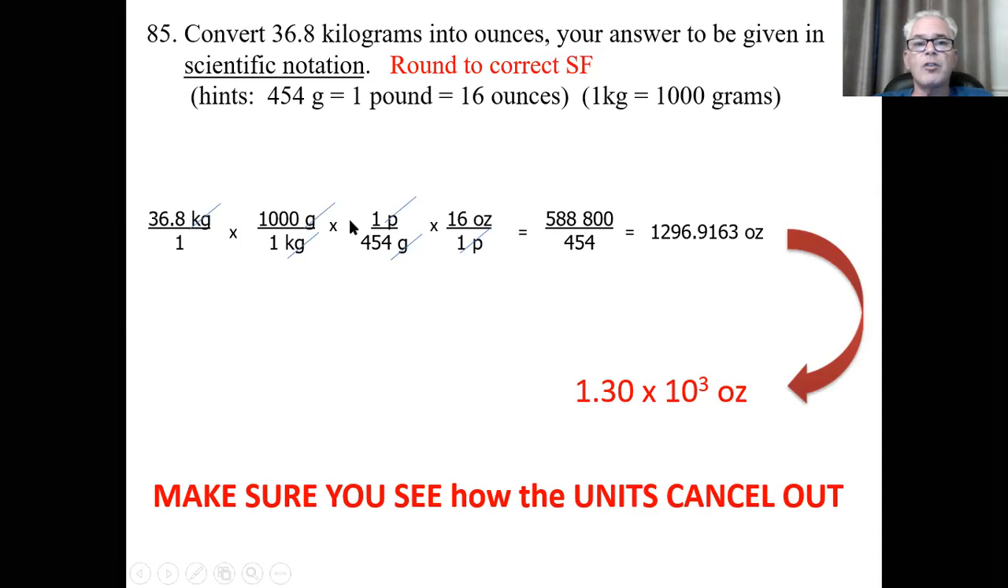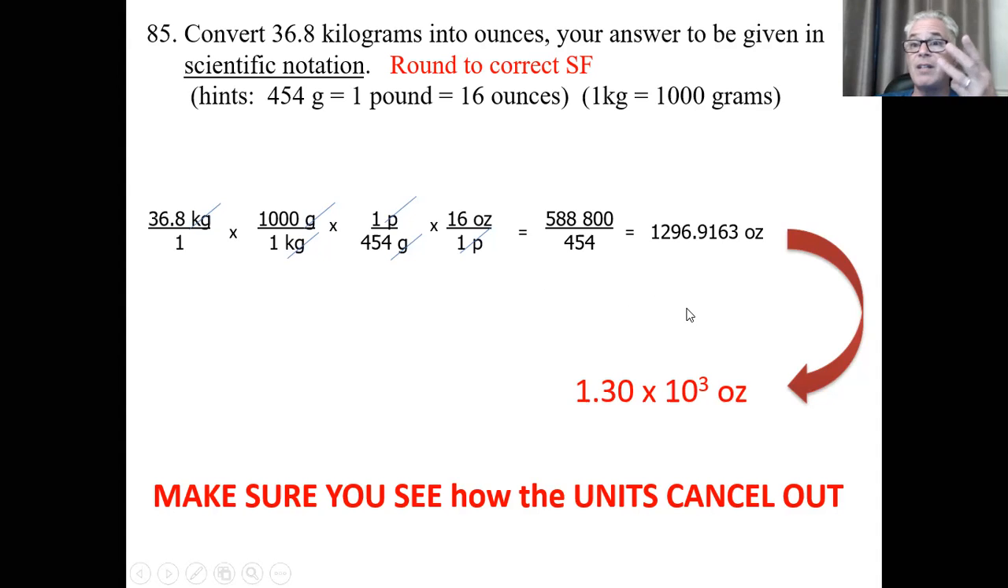You multiply across the top, and you get this big number, 588,800. Across the bottom, you get 454, and that's what the answer is. Now, this becomes tricky. 1296.9, but you can only round to 3 significant figures. So the first thing you do is you keep the 1 and the 2, but then the 9 makes it round up, so it's got to be 1 and 3, and then what?